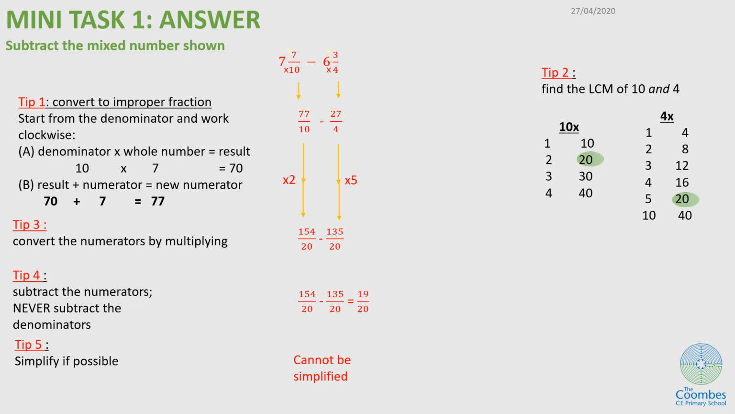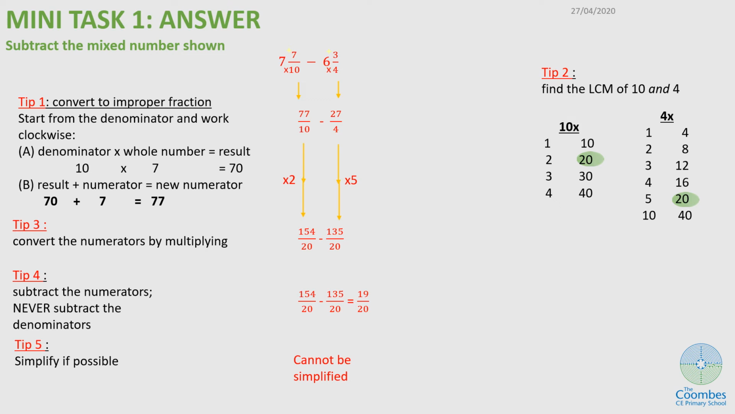Now, if we are given the mixed number 7 7/10 to take away 6 3/4, the first thing we need to do is to convert these mixed numbers into improper fractions. And how do we go about doing that? We take the denominator 10, multiply by the whole number. So 7 times 10 is 70, and we add the numerator 7. So 70 add 7 is 77. So my new improper fraction is 77 over 10.